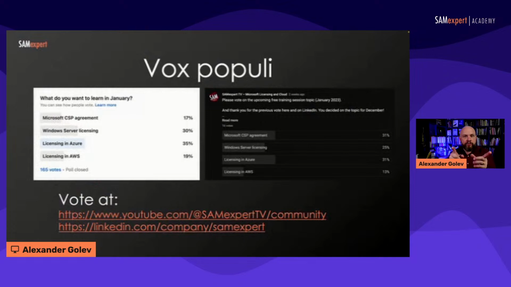The next 2 sessions have already been announced. It's going to be Windows Server 2022 licensing and licensing in AWS. So the April and May sessions are already based on the previous votings. They're already preset. But for the next sessions, June, July, August, we're going to repeat this monthly.